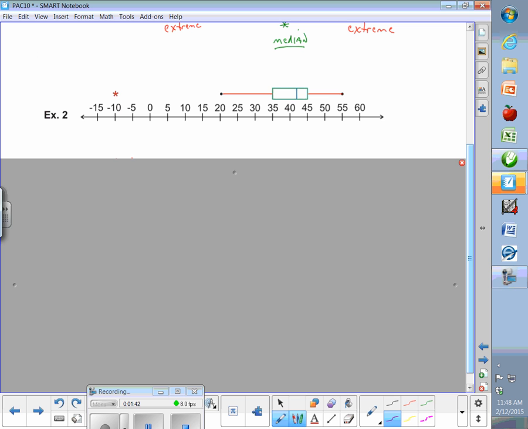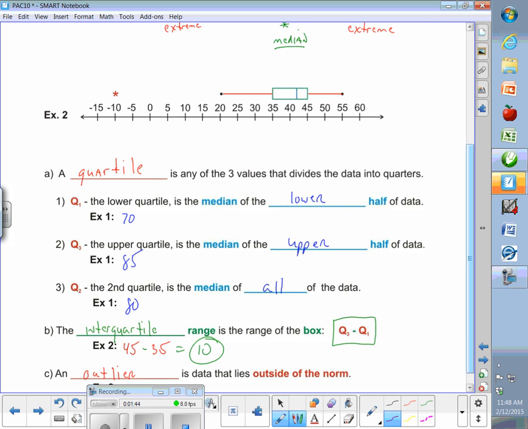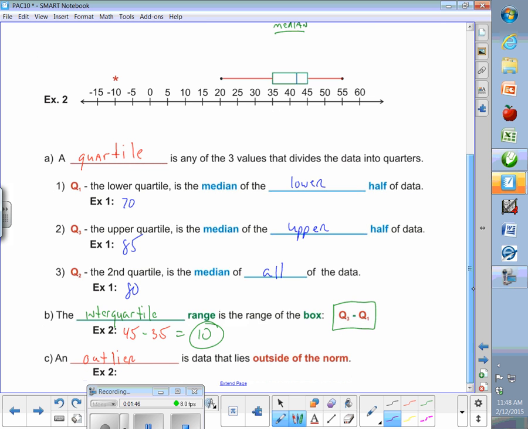All right, we went through then and talked about quartile. We looked at all the values and such. Be careful here. Students tend to forget about the interquartile range. That's the range of the box and whisker plot. So really Q3 minus Q1, that will give you the range of the box, or the interquartile range.